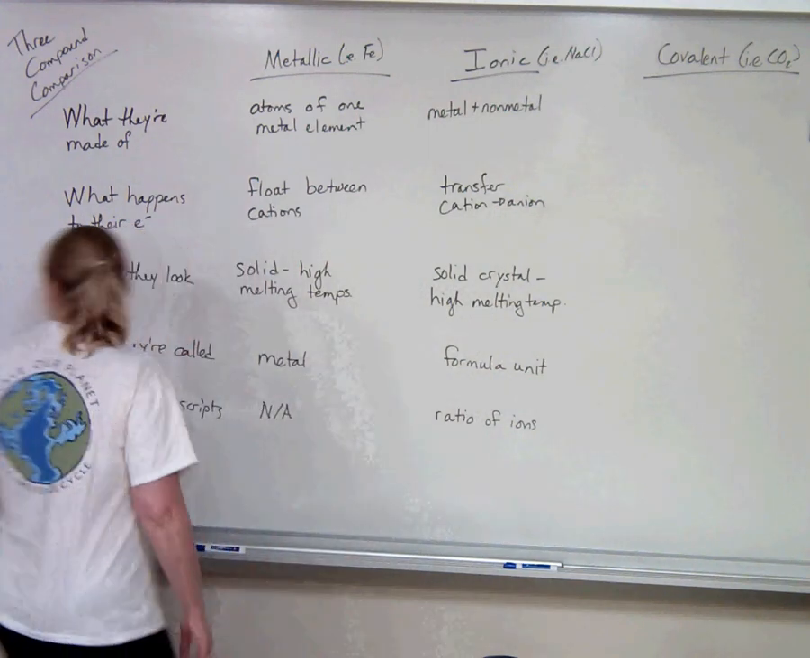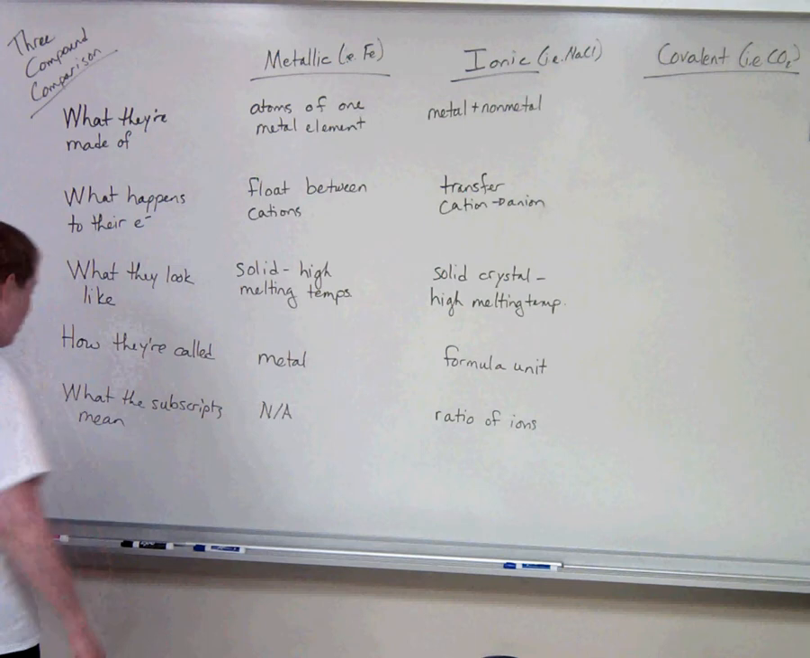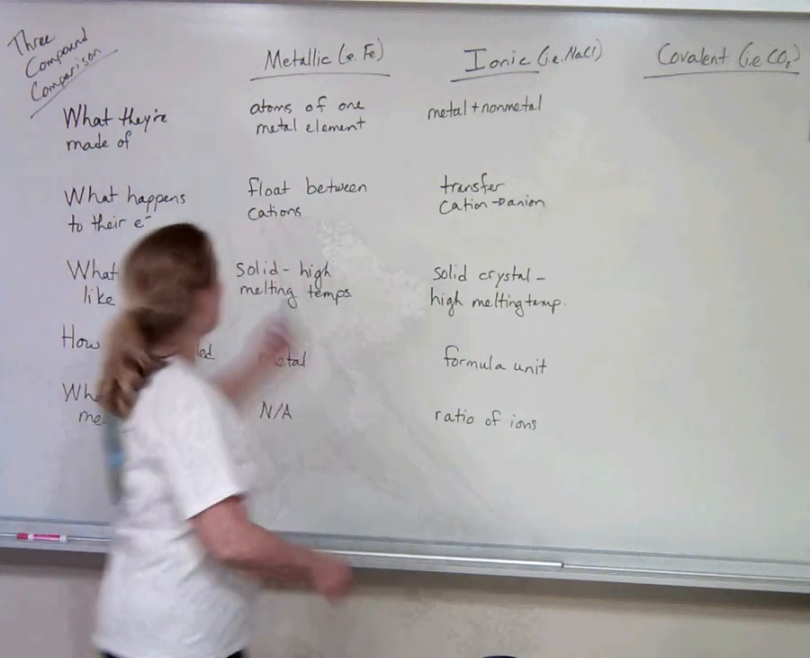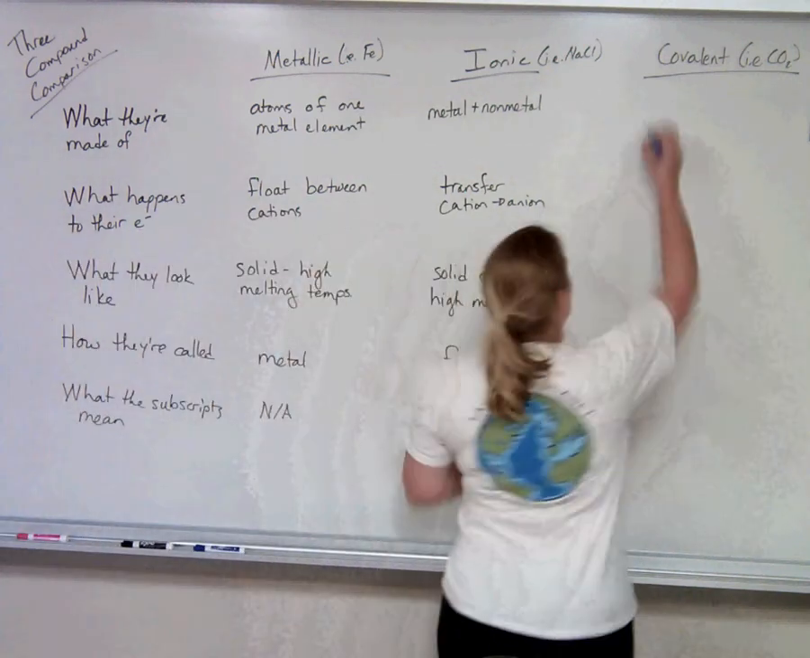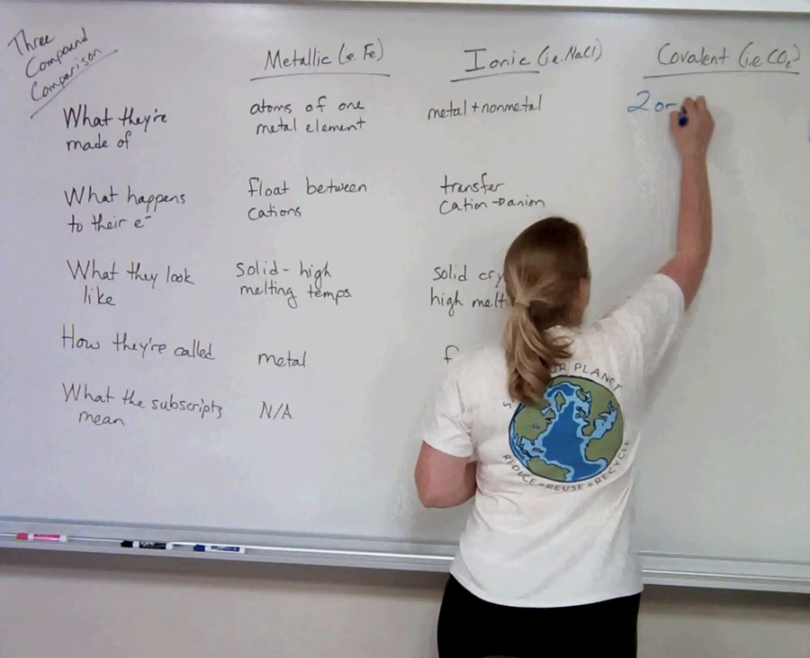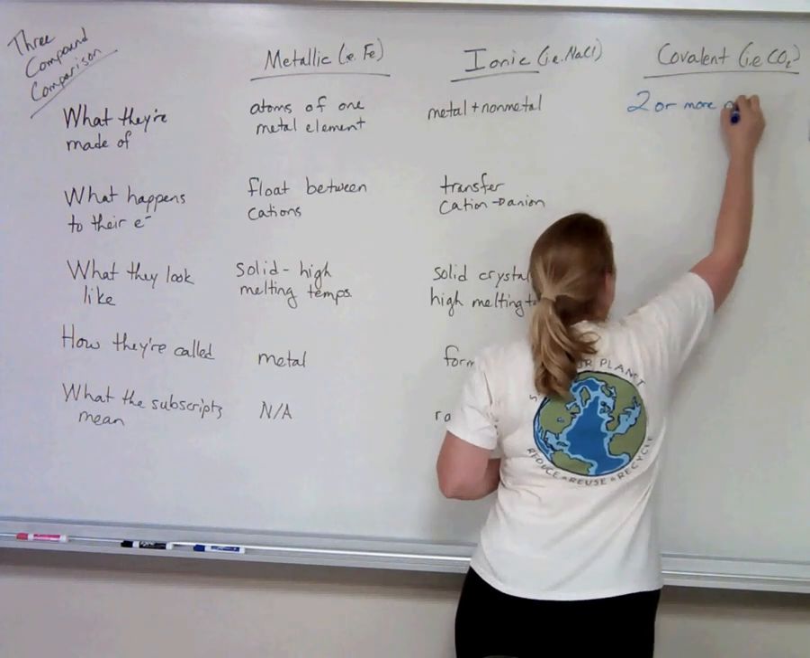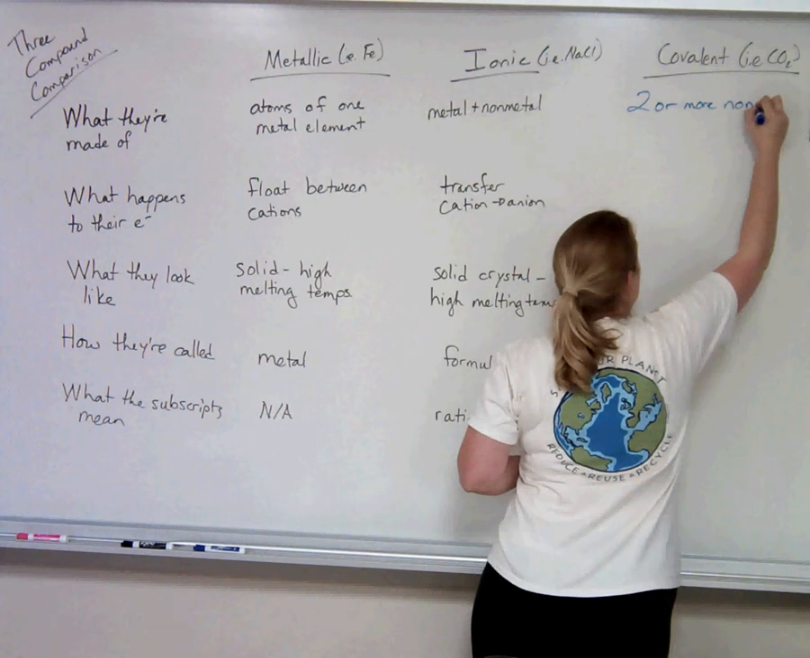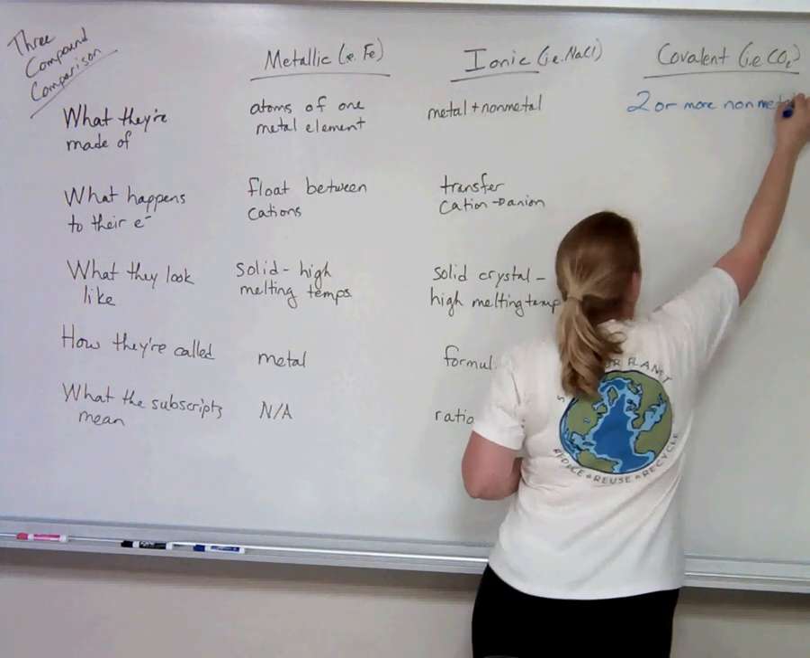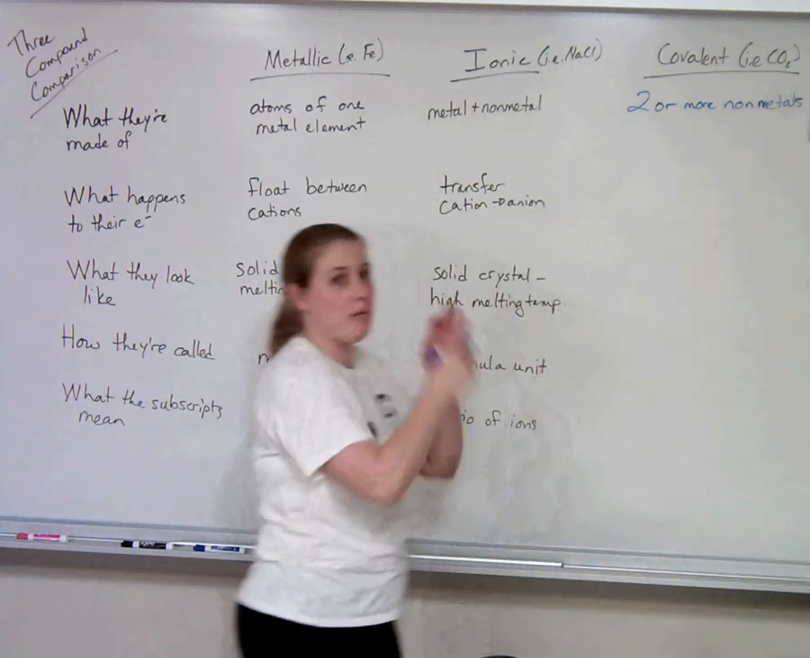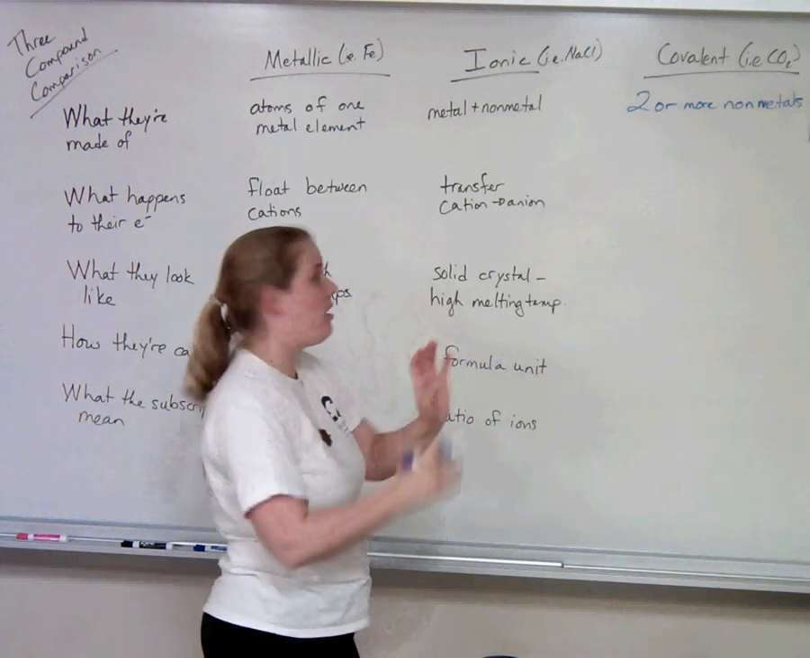Now, let's talk about covalent compounds. Covalent compounds are made of two or more nonmetals. So there are no metals here at all. Nonmetals. So this unit, we're going to be talking about covalent compounds. We're going to focus all the way on that right-hand side of the periodic table where the nonmetals are located.